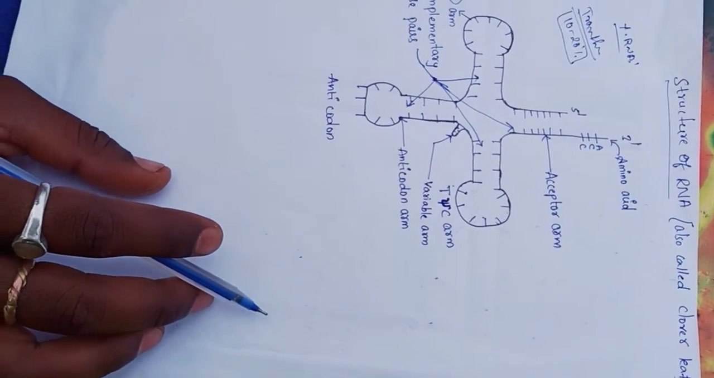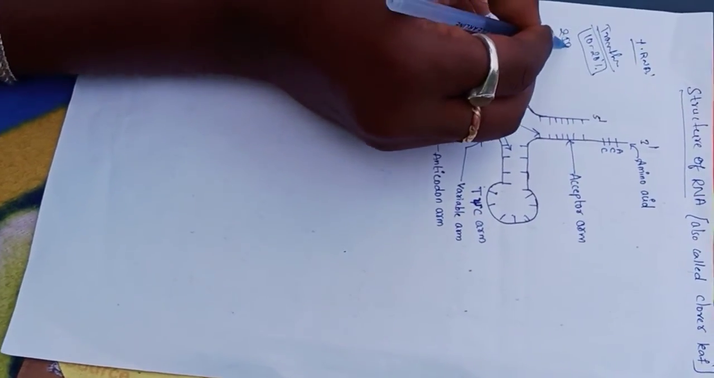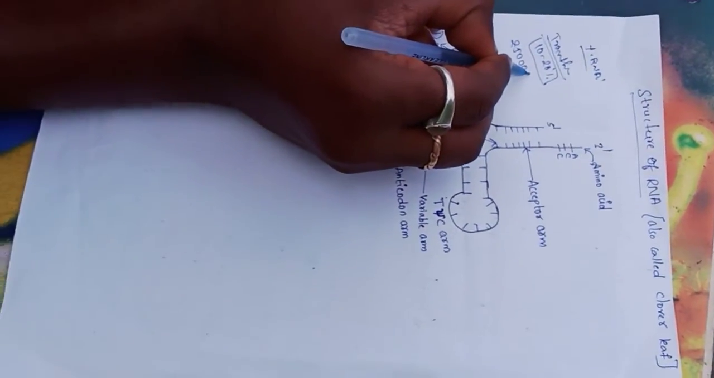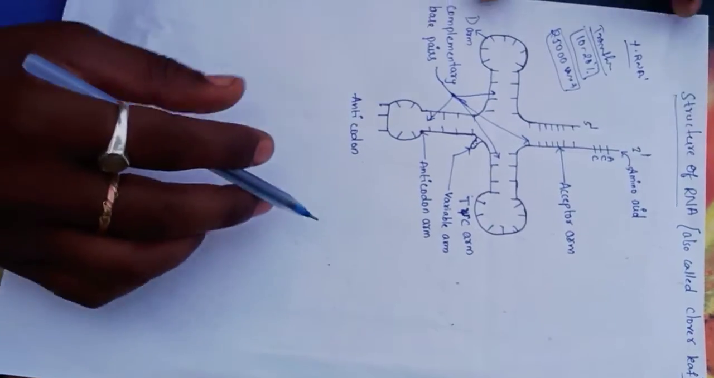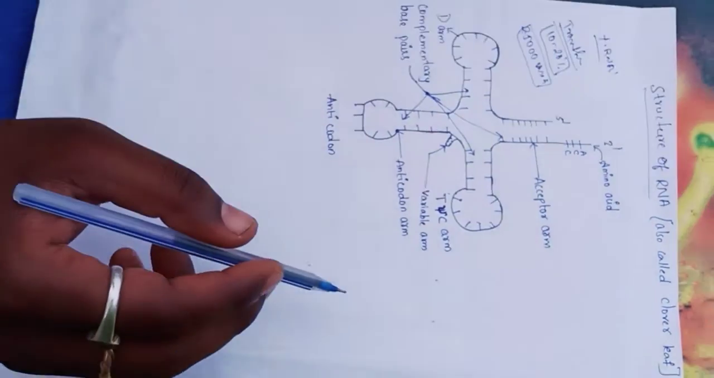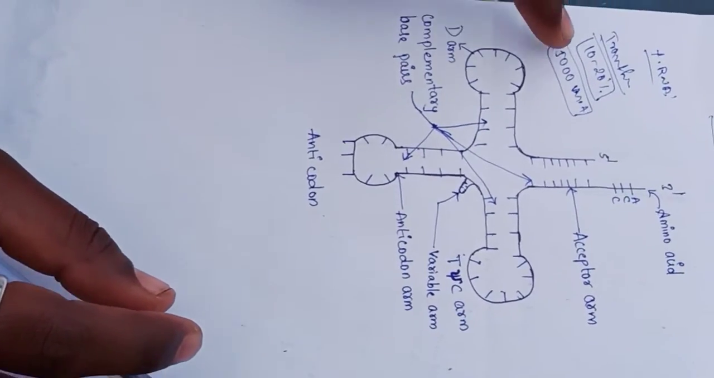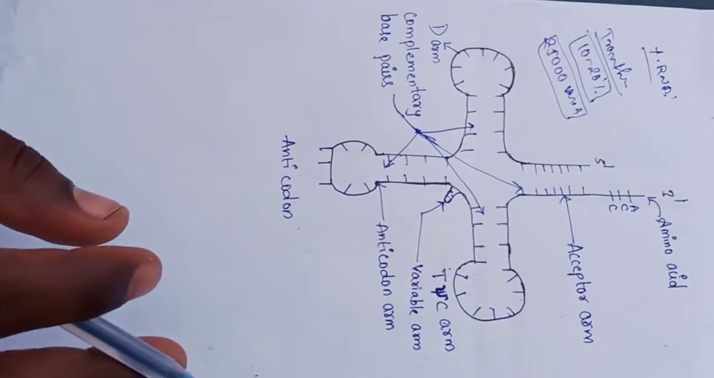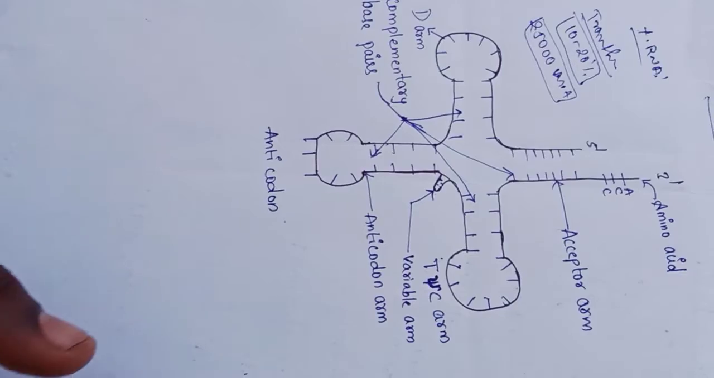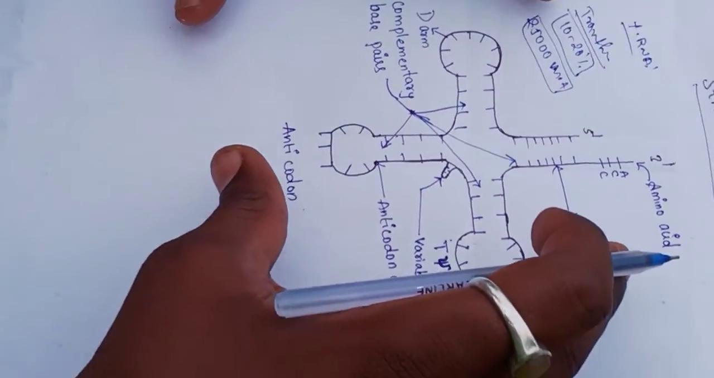The molecular weight of tRNA is exactly 25,000. Above 25,000 is the mRNA. Below 25,000 is the rRNA. Exactly 25,000 is the tRNA, transfer RNA. It occupies 10 to 20% of the space in the RNA structure. So this is called the structure of RNA.